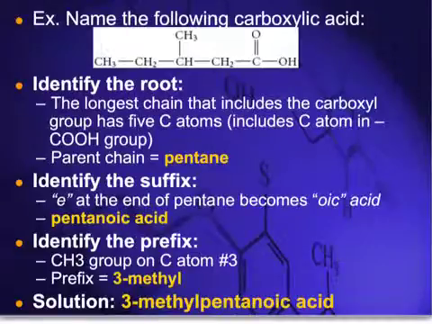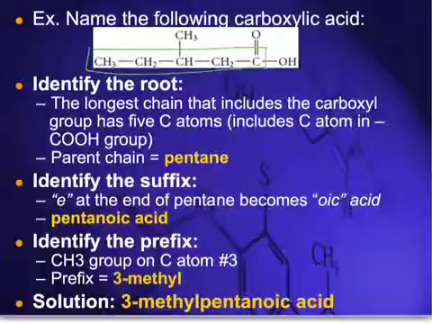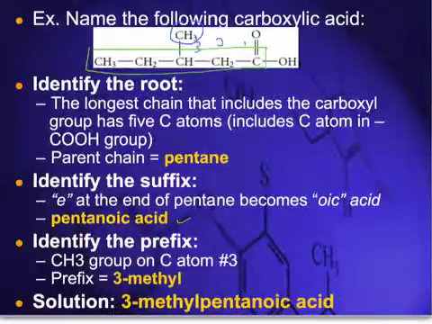When naming carboxylic acids, it is also possible to have branched compounds. However, these branches are named merely as a prefix. So if we look at this compound, we see that there are 5 carbons on the main chain. Therefore, it is going to be a pentanoic acid of some sort. And then we note that there is a carbon, or a methyl branch, at position 3. So the final name of this compound is 3-methyl pentanoic acid.